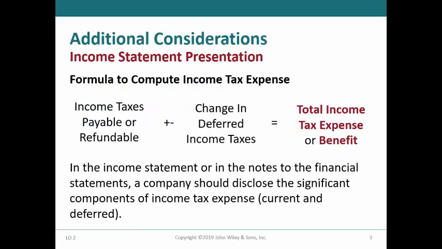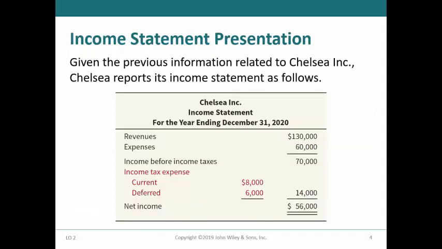As discussed in the previous presentation, we have two components of income tax expense. The current portion is the amount that is shown either payable or refundable on the income tax return. The deferred component is the change in the deferred tax assets and liabilities from the beginning to the ending of the period. The two components can be shown on the face of the income statement or disclosed in the notes.